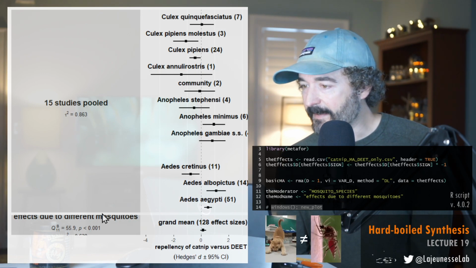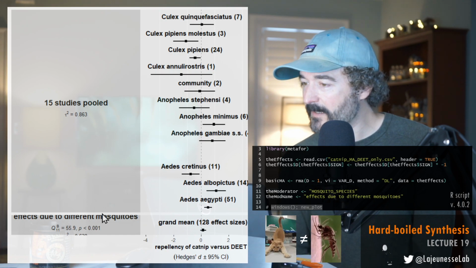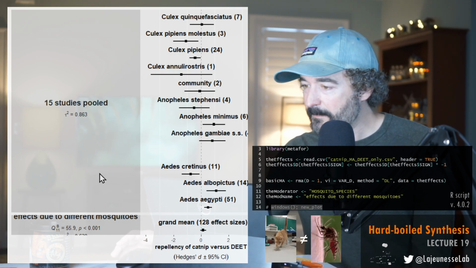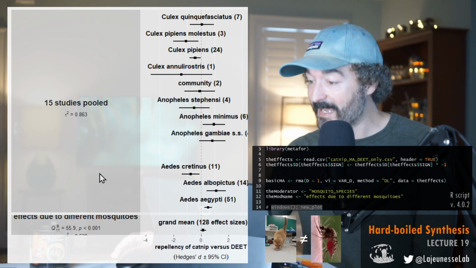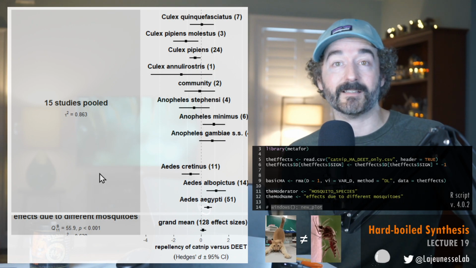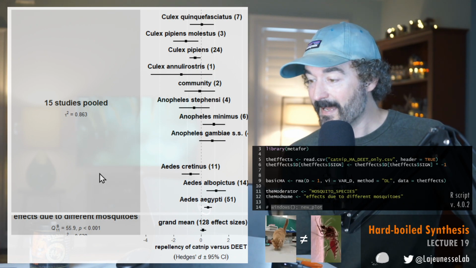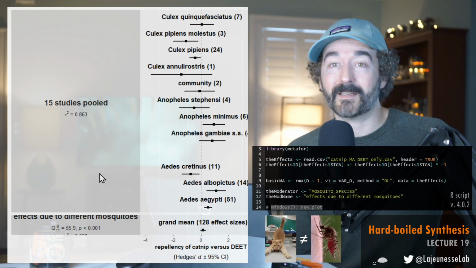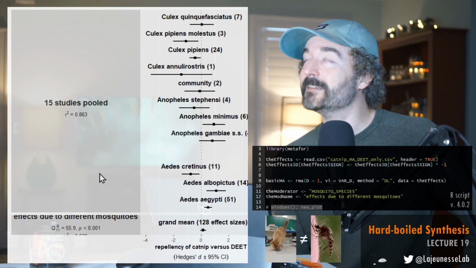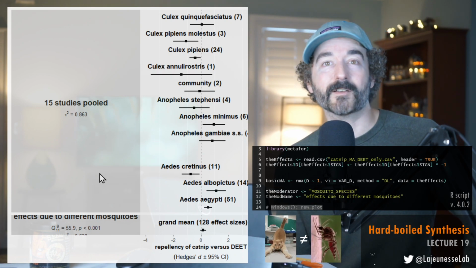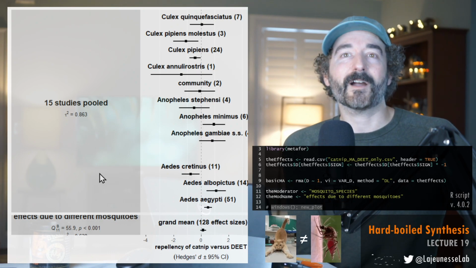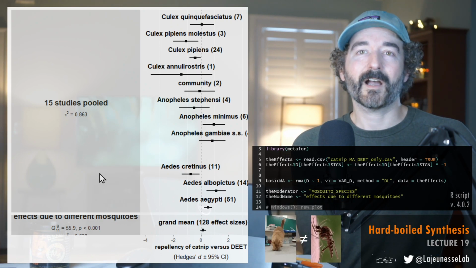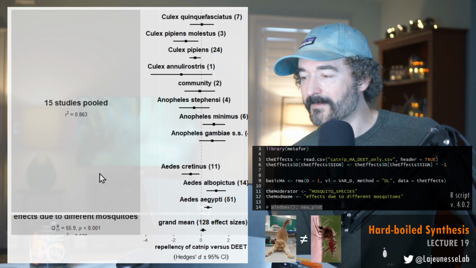I mean, it's inconsistent amongst the Culex mosquitoes. It's inconsistent among the Anopheles mosquitoes, and it's inconsistent amongst the Aedes mosquitoes, the three groups. So this to me indicates that catnip is not an awesome repellent, because it's inconsistent in how it works with different mosquitoes.